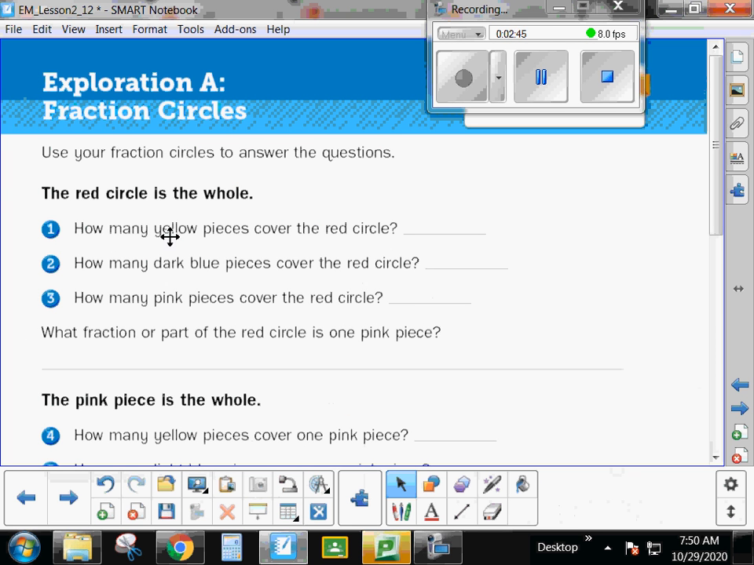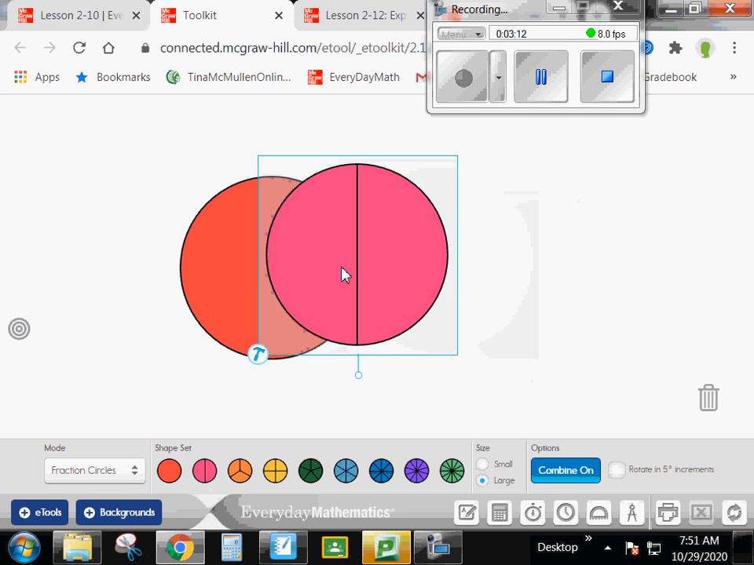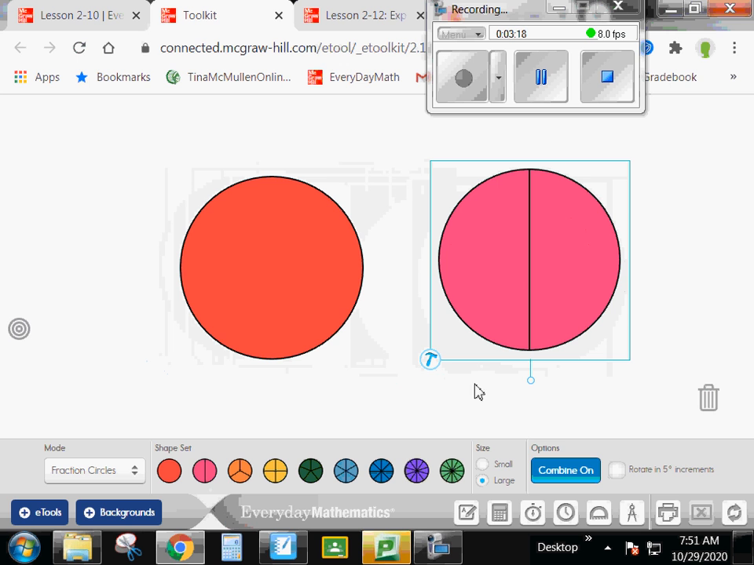It wants to know how many yellow pieces would cover that red circle. It wants to know how many dark blue pieces would cover the red circle and how many pink pieces would cover the red circle. And then it wants to know what fraction or part of the red circle is one pink piece. Now again, guys, we haven't really dived into fractions yet. This is just a chance for you to explore. So you can pull up your pink pieces, and then your yellow pieces, your dark blue pieces, and just follow what it says to do.